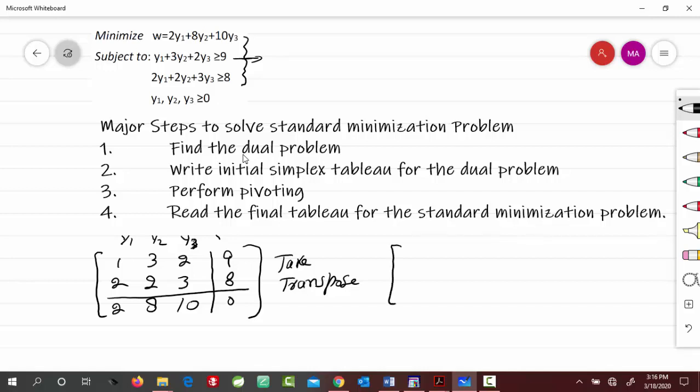So the first row becomes the first column here. This first row here becomes the first column, so like 1, 3, 2, 9. Then similarly the second row becomes the second column, so that's 2, 2, 3, 8. And the third row becomes the third column, so 2, 8, 10.